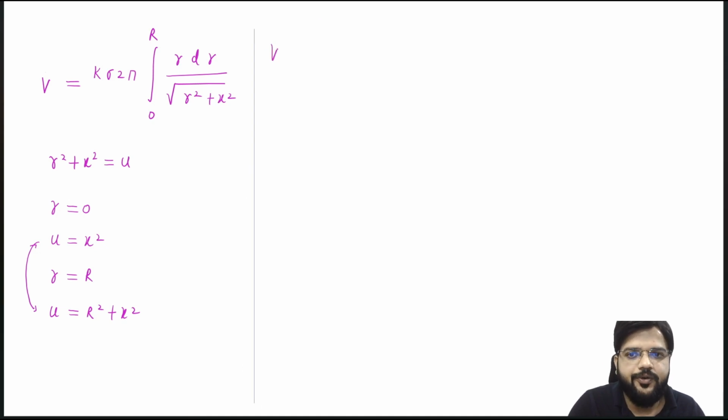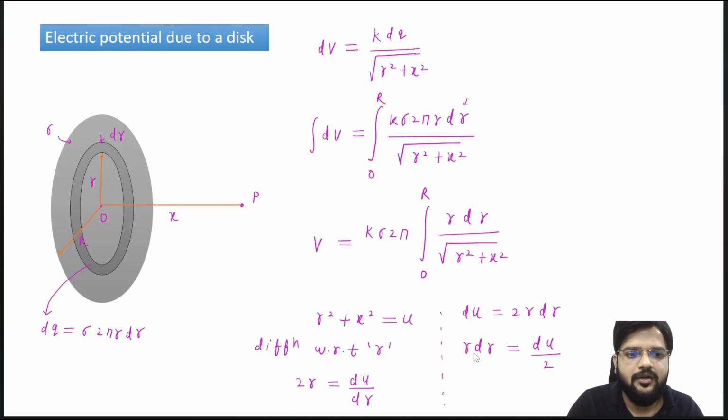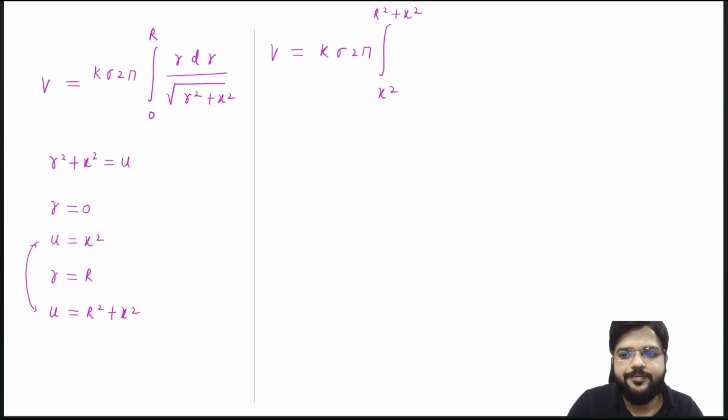So we have v equal to k sigma 2 pi. The lower limit is what? It is x square, and the upper limit is r square plus x square. Correct? R dr value is what? This thing we also got. R dr can be written as du by 2. So it is du by 2, and r square plus x square is u, so it is root u. Correct?